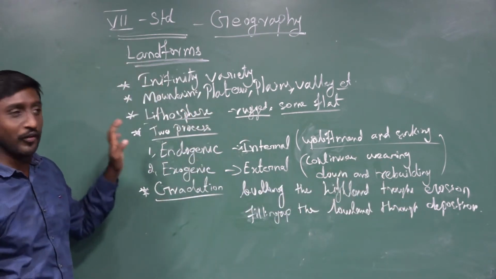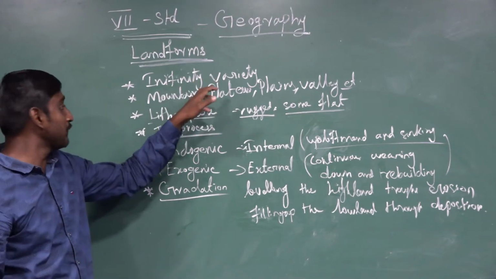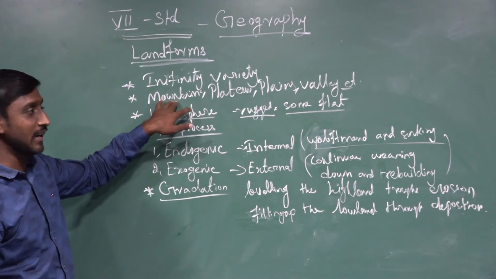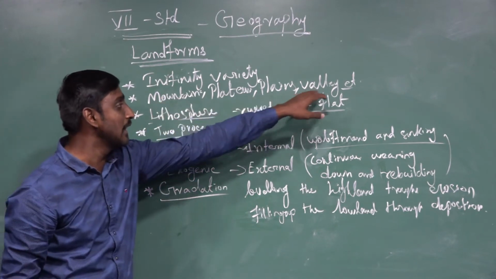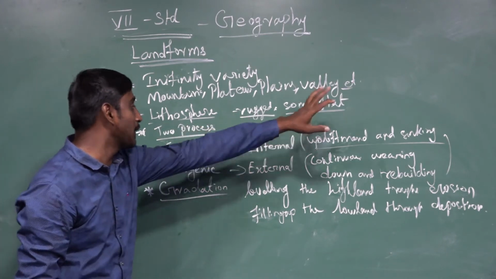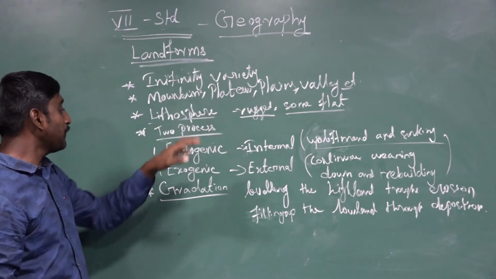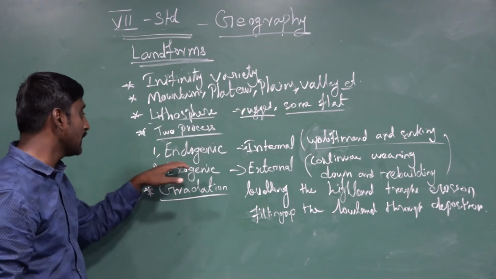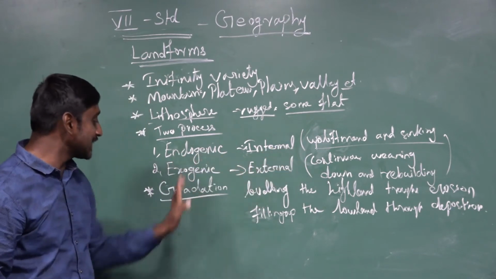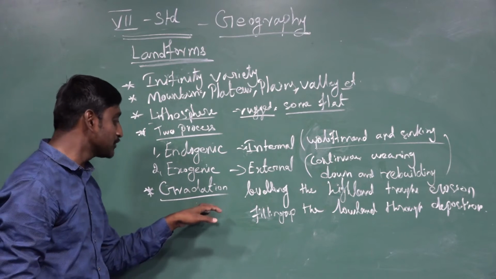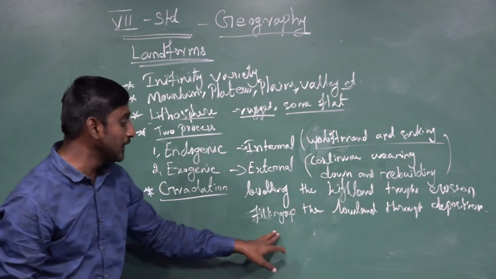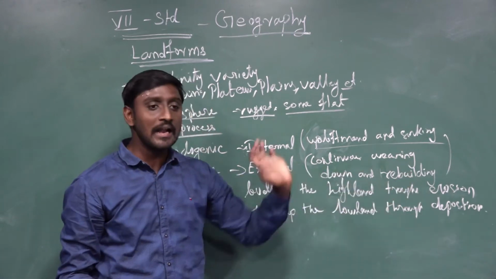To recap: the earth has a variety of landforms like mountains, plateau, plains, valleys and so on. The lithosphere has some rugged and some flat places. Landforms have two main processes: endogenic, the internal process, and exogenic, the external process. Gradation means leveling the highland through erosion and filling up the lowland through deposition.